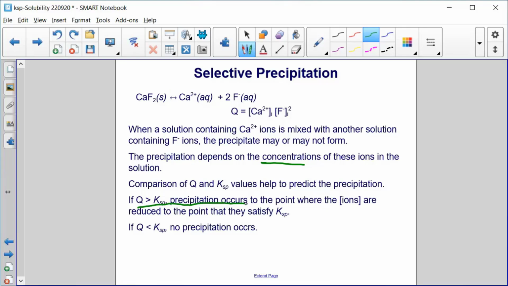In other words, if Q is greater than KSP, then the products are dominant. And because we're greater than KSP, we have to shift that equilibrium back in order to reach equilibrium. If Q is less than KSP, then the opposite is true and no precipitation occurs.